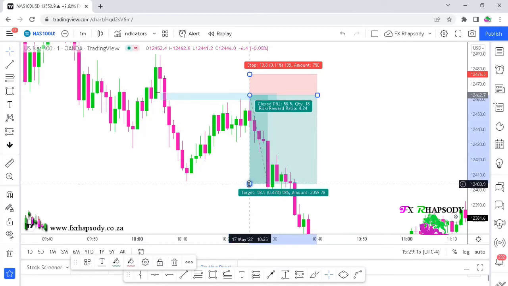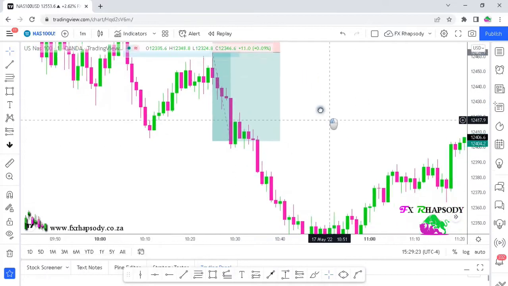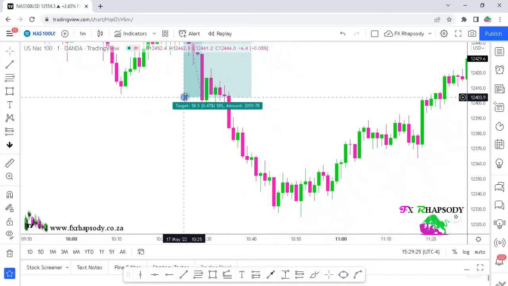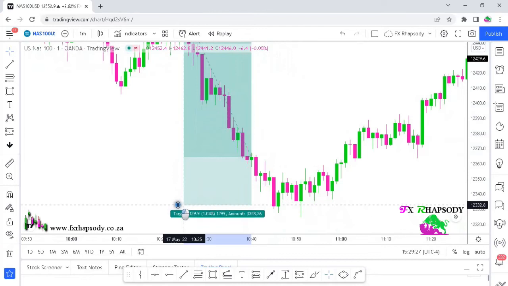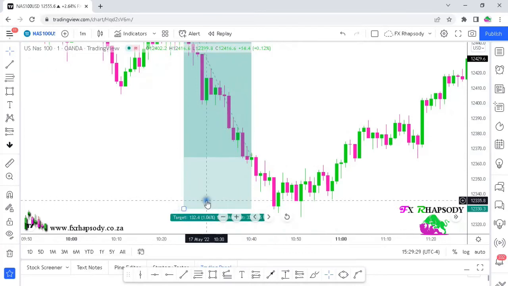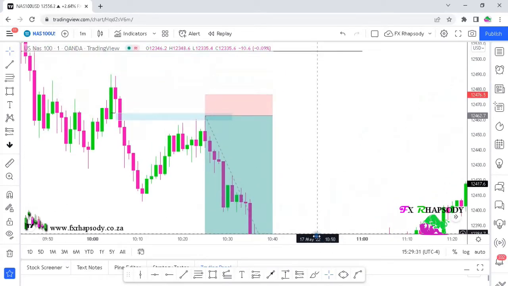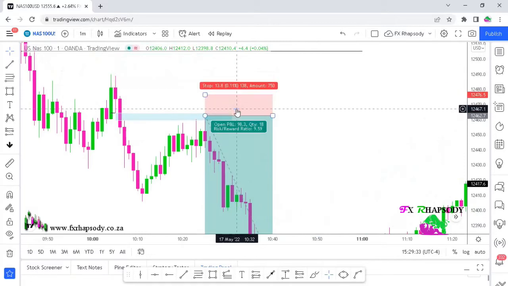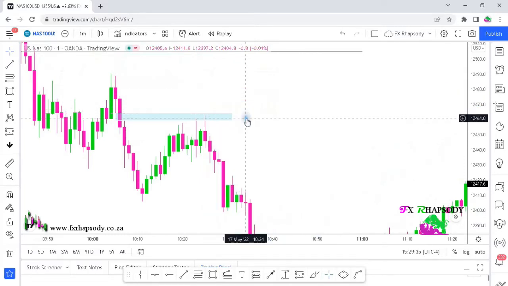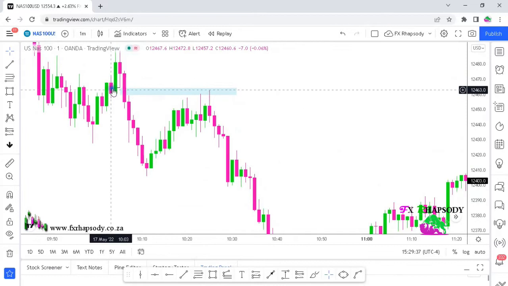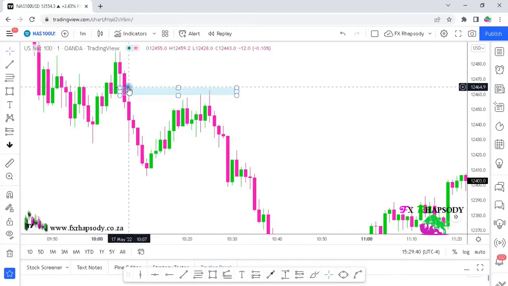Okay, so I'll show you a couple more entries that you could have taken. You could have stayed in the trade all the way to the downside. Right about there. Look at that. That's a 1 to 13 pip reward to risk. Nice big entry. Just a simple break in structure, price breaking it, forming a fair value gap.